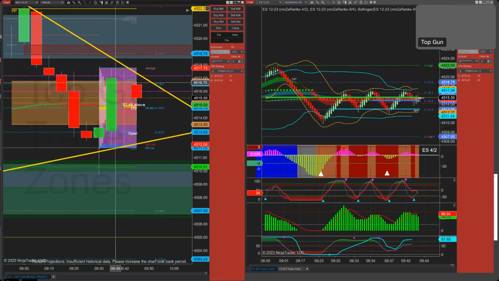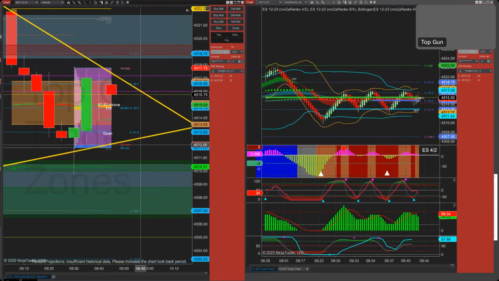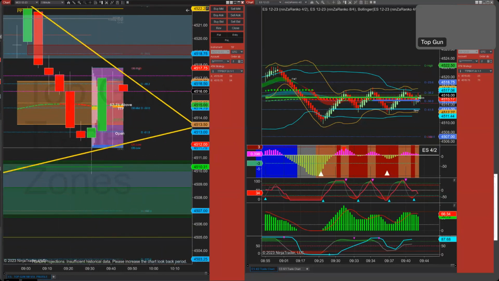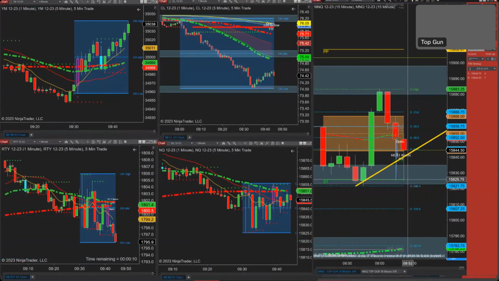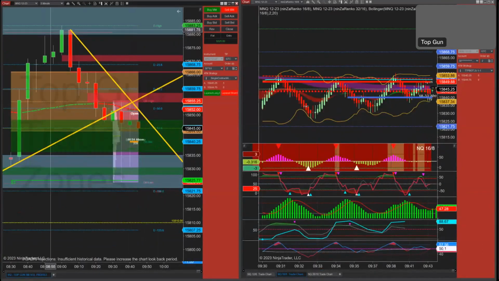Okay, so you can see we're stuck in the overnight range. We're in this consolidation pattern here. You can see we keep holding here. See, we're holding these areas. This is MES, and this is the NASDAQ.